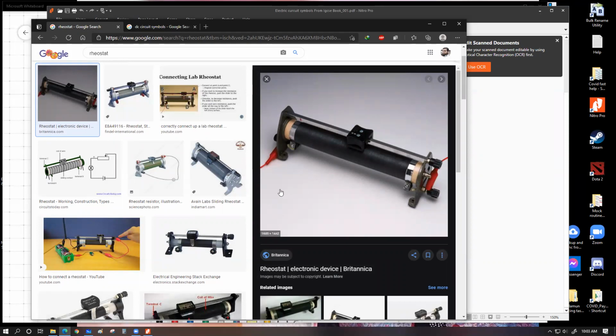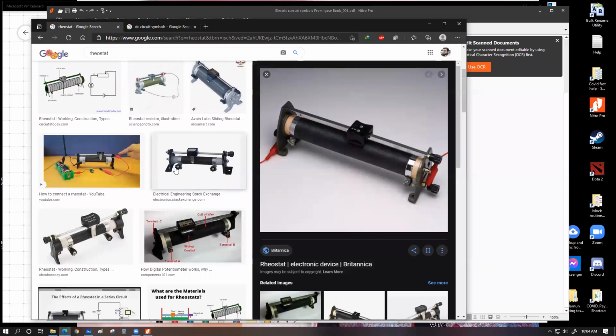Okay. This is the most common type of variable resistor that we use for laboratory purposes. This is the most common type in use.